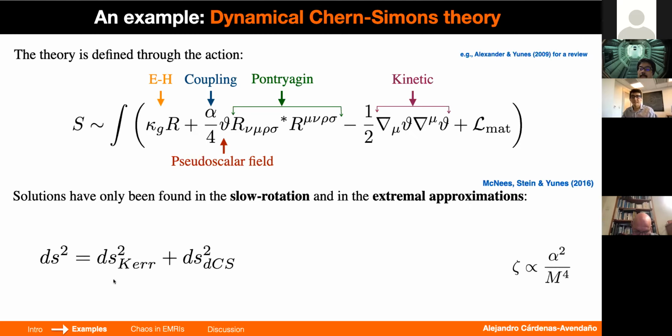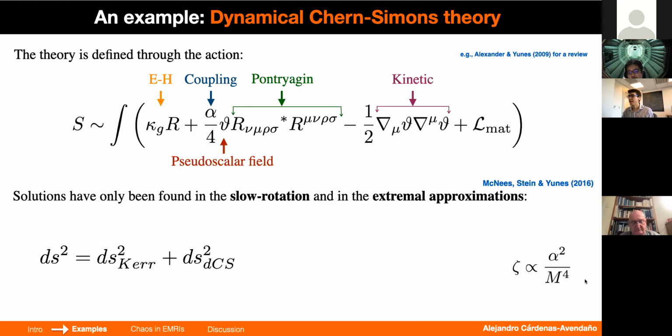Related to what I just said, it's going to be Kerr, which is integrable, plus a modification. Now the question we can ask using the tools I just mentioned is: is dynamical Chern-Simons an integrable or a non-integrable theory? Meaning, is adding this perturbation to Kerr, which is an integrable system, making it non-integrable?